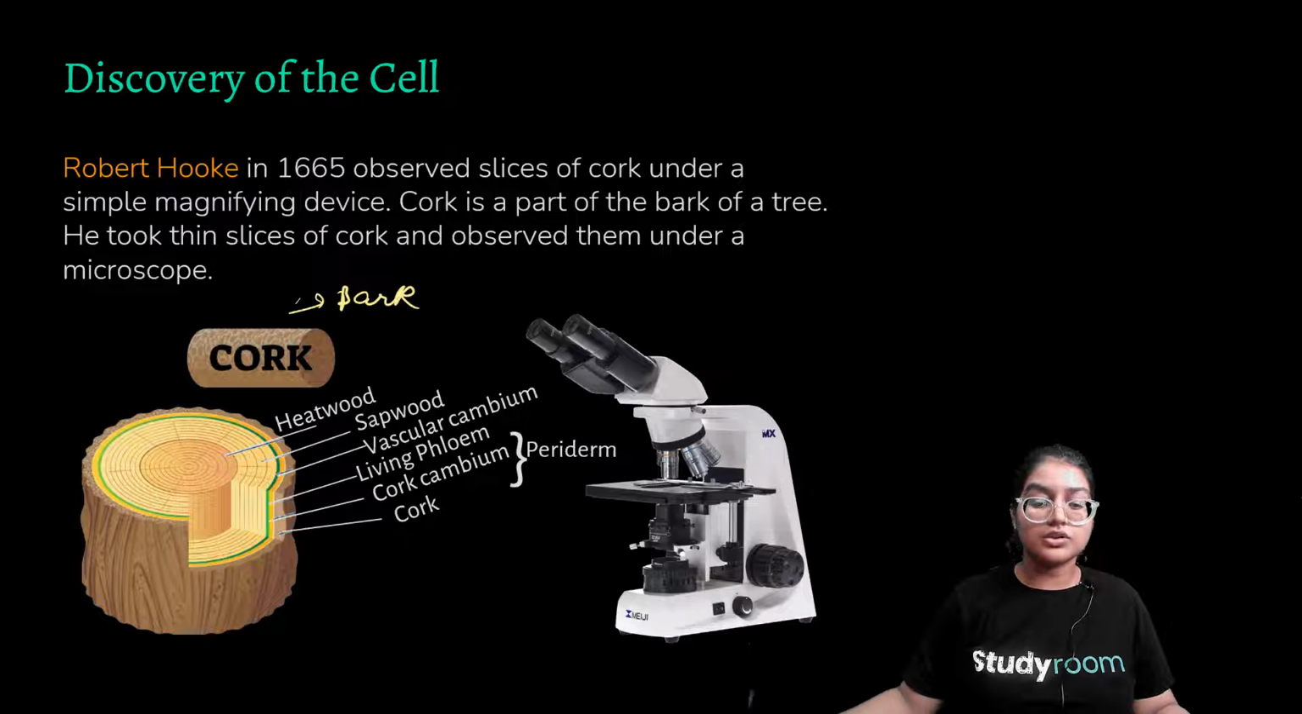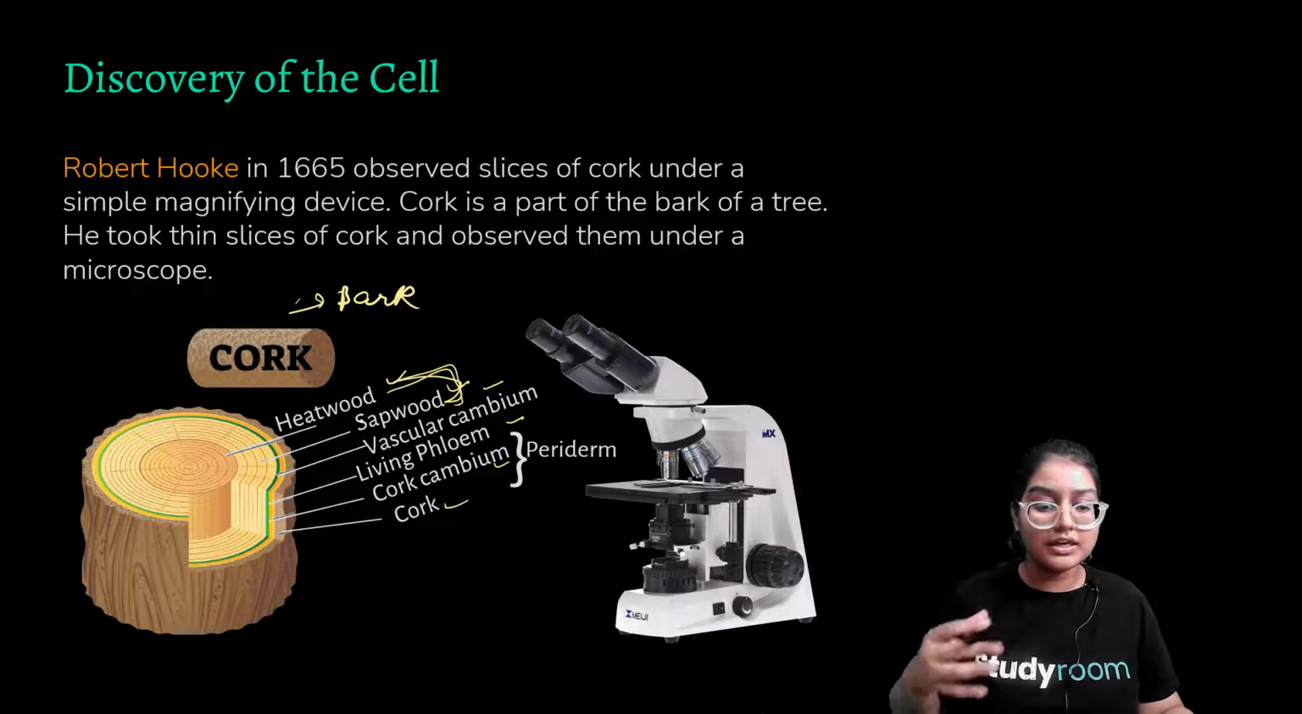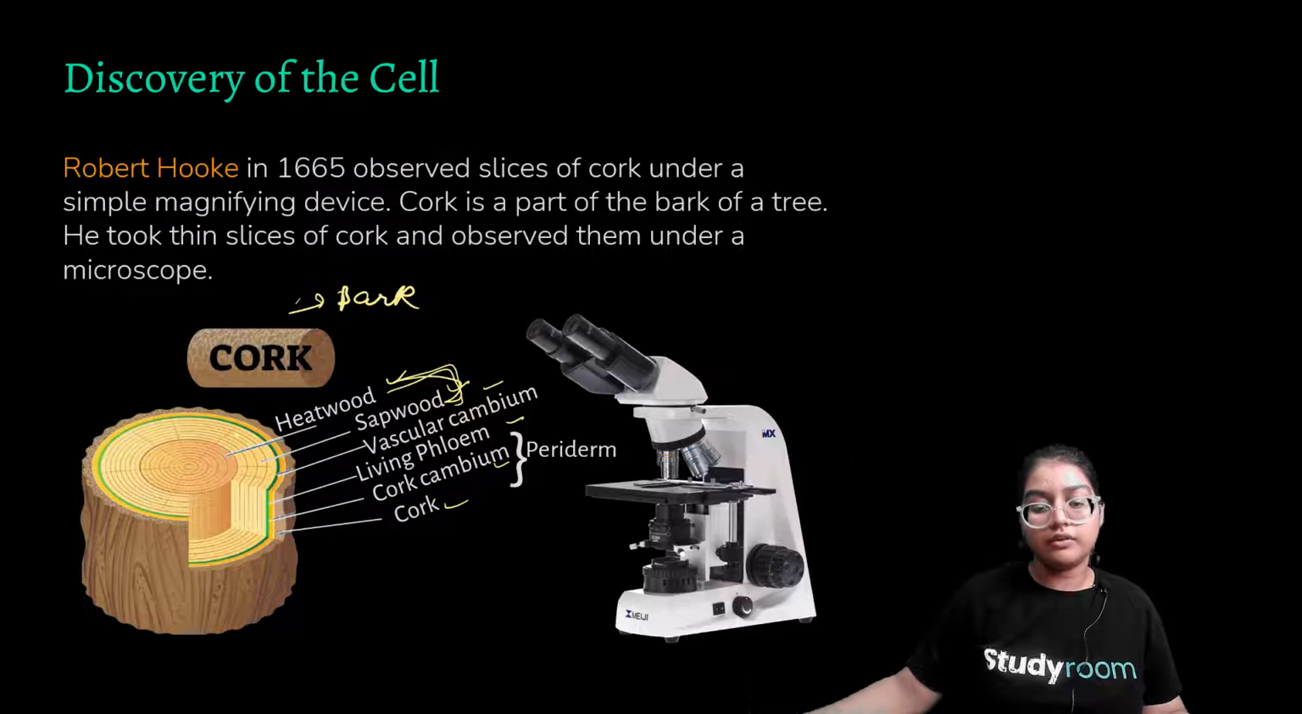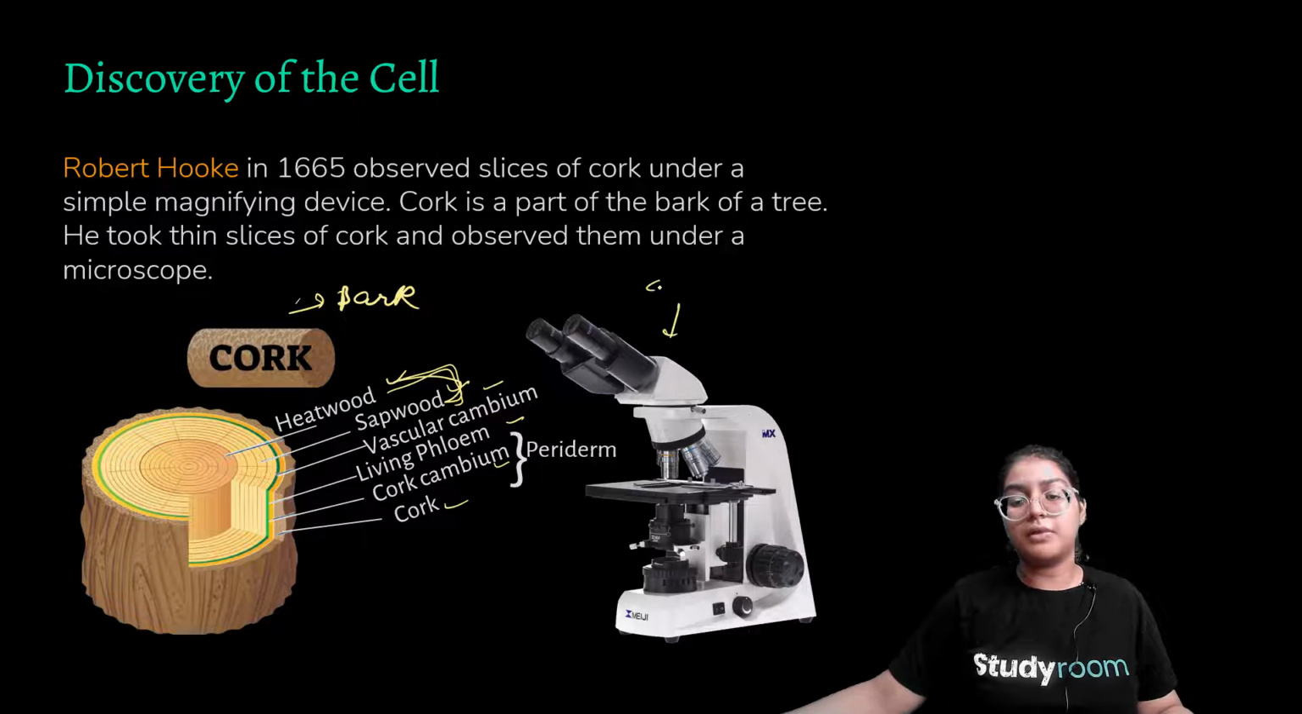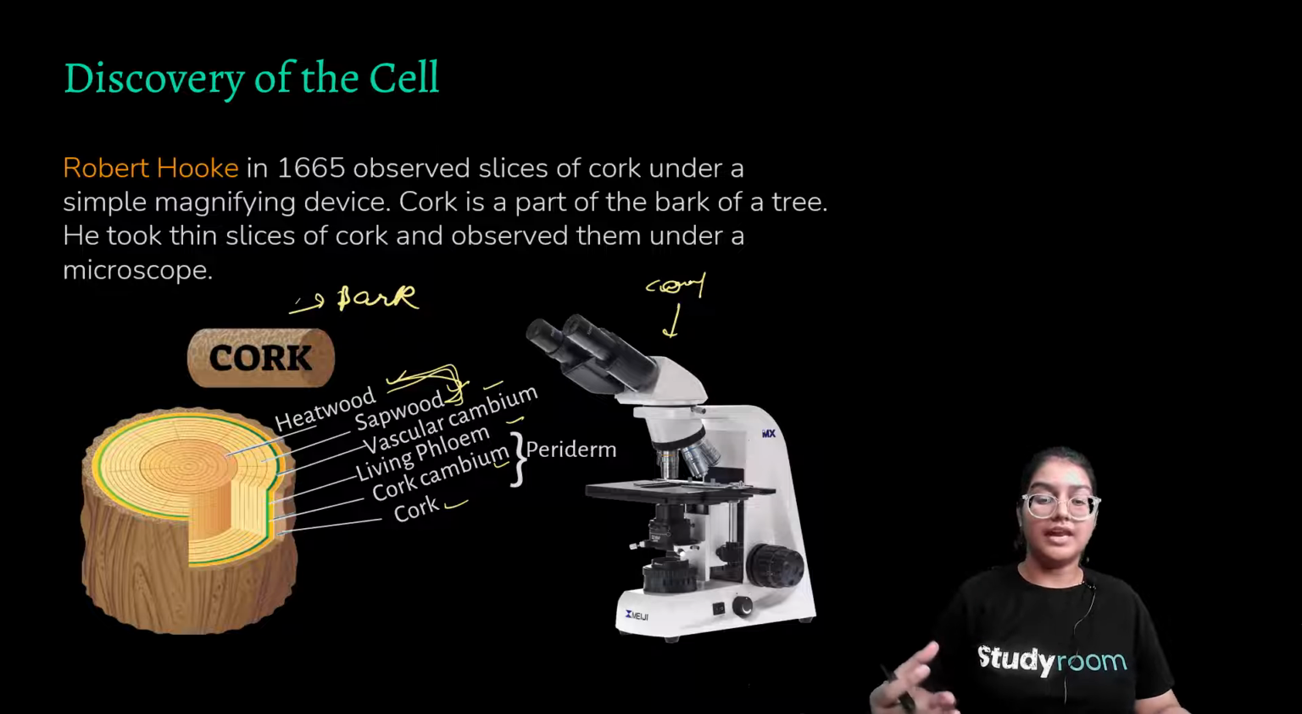So you can see here is the structure of cork. It has heartwood, it has sapwood, it has vascular cambium, phloem, cork cambium, cork. So living phloem plus cork cambium make periderm. So these are the tissues. We'll learn about this in much more detail. You can see vascular cambium, heartwood. There are two types of wood, heartwood and sapwood. Heartwood is present in the interior part and sapwood is outside of it. And you can see here it's a compound microscope. A compound microscope is used to observe microorganisms or the simplest forms of organisms in a much broader and magnified way.